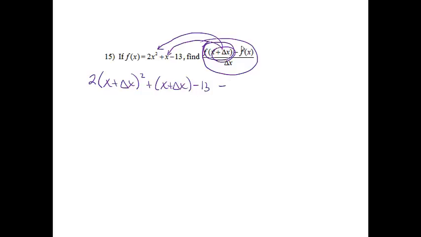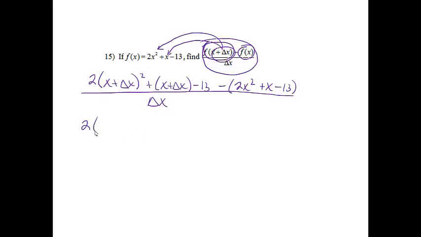Now it says minus f of x. Well, they told me what f of x equaled. So f of x equals 2x squared plus x minus 13. Please notice that I put it in parentheses. And then all over delta x. And now we just get to clean it up.